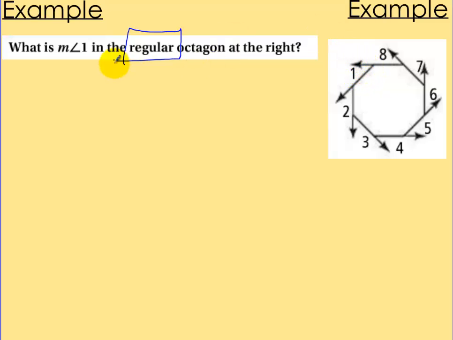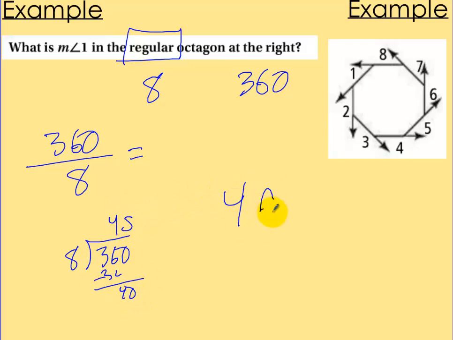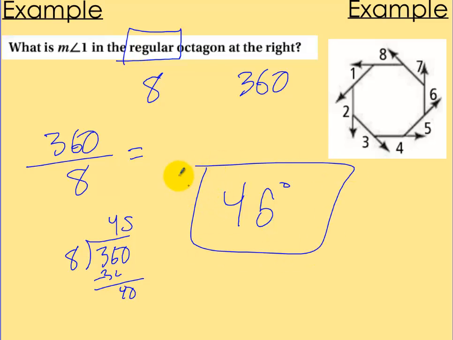So that means I have 8 exterior angles, and the exterior angles all have to be equal and add up to 360. So guess what? 360 divided by 8 is what I'm going to get. Dividing that by 8, 8 goes into 36 four times, with 4 left over, and then 8 goes into 40 five times. So the answer is 45 degrees because they all equal that. And that's it.